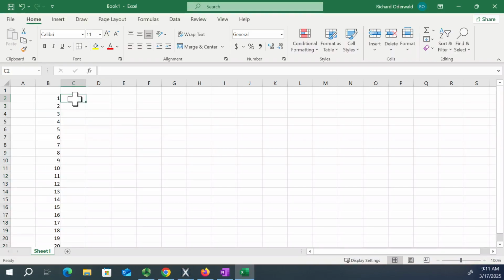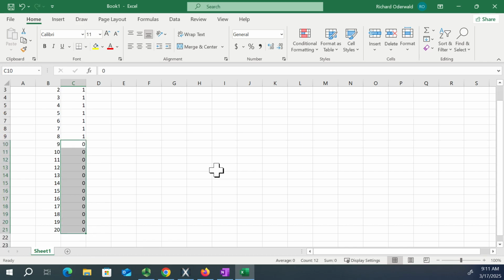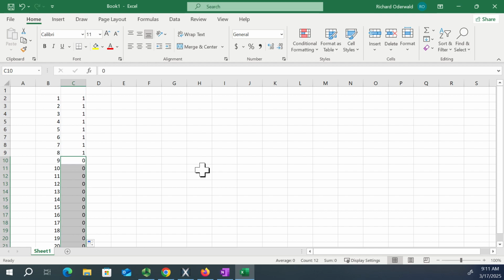Once you've got that, put in 8 ones. 1, 1, 1, 1, 1, 1, down to 8. And then the rest are zeros. And this is a proportion. This is like asking people, do you watch the Westminster Dog Show?